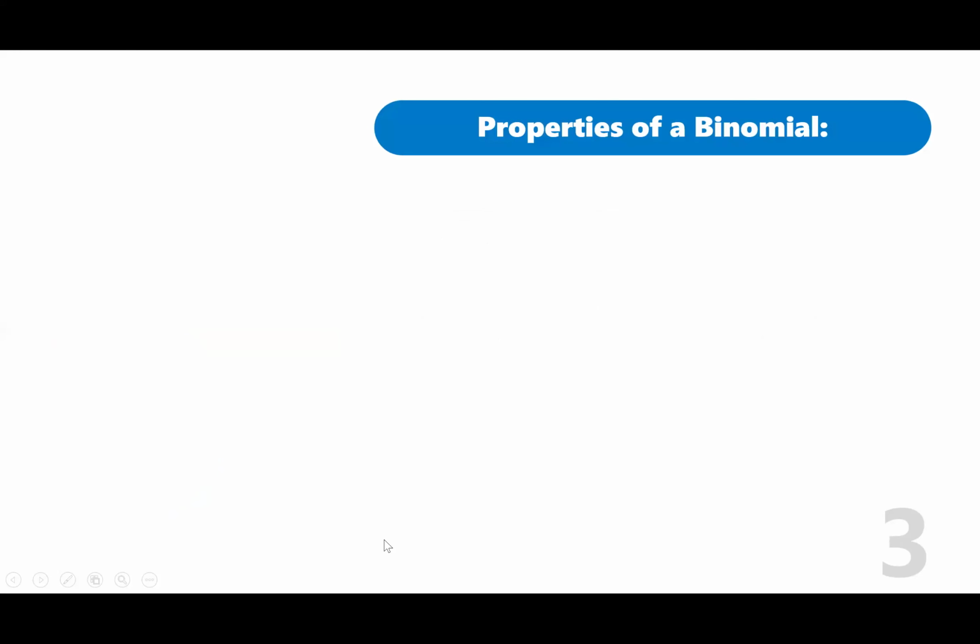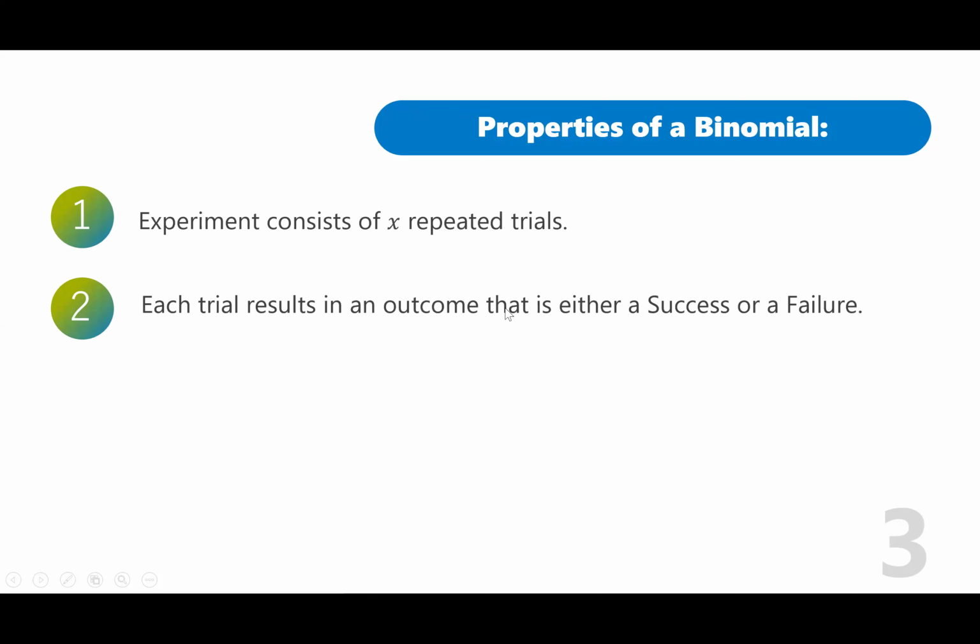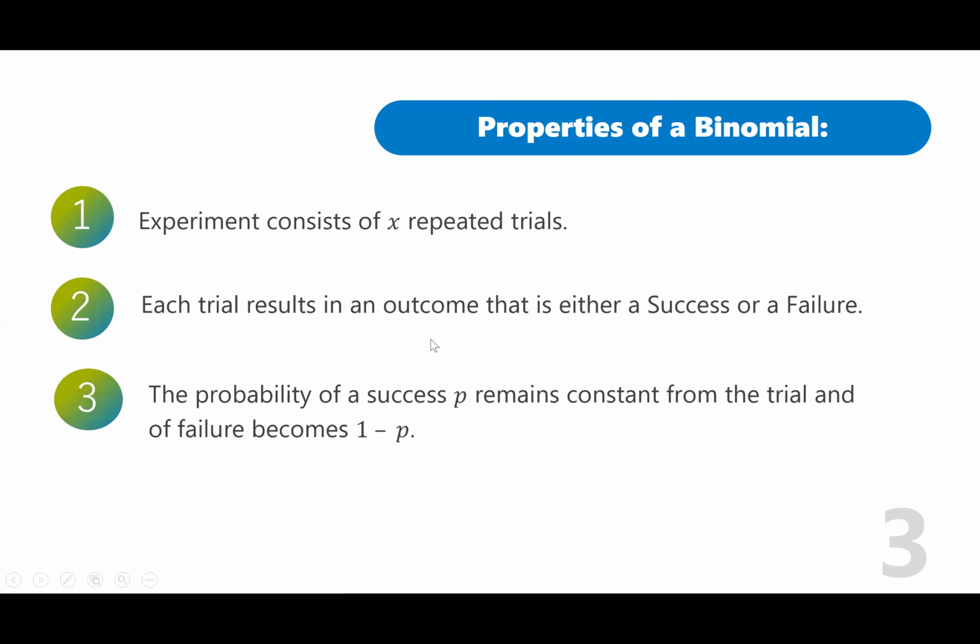Then the properties. As you're working out the binomial, we have the properties of the binomial, with property number 1 saying that we have X repeated trials, okay? And each trial results in an outcome that is either a success or a failure. The probability of a success P remains constant from trial to trial, and failure becomes 1 minus P. The repeated trials are independent.